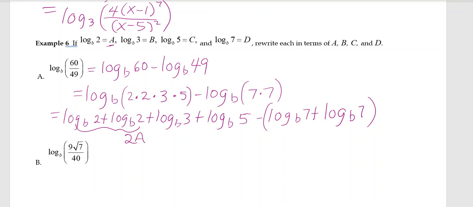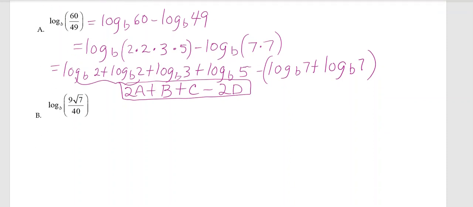Log base b of 3 is B. So that's going to be plus B. Log base b of 5 is C. And minus, let's see, I've got 2 log base b of 7, so that's minus 2D. All right, I told you it was fun. Okay, so you see how I did it. I want you to pause here and do b and then come back and check your answer.